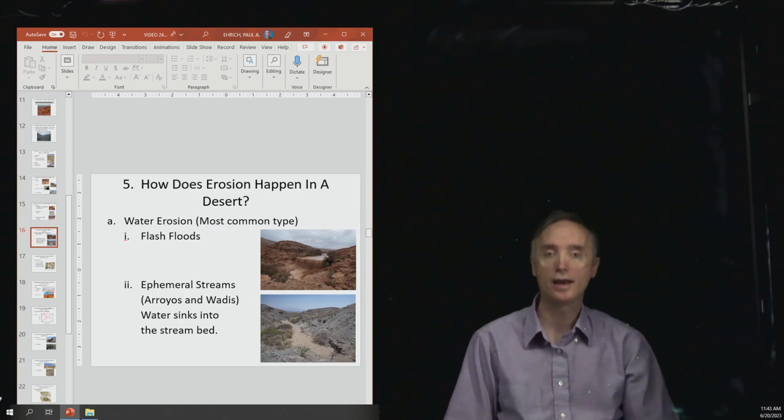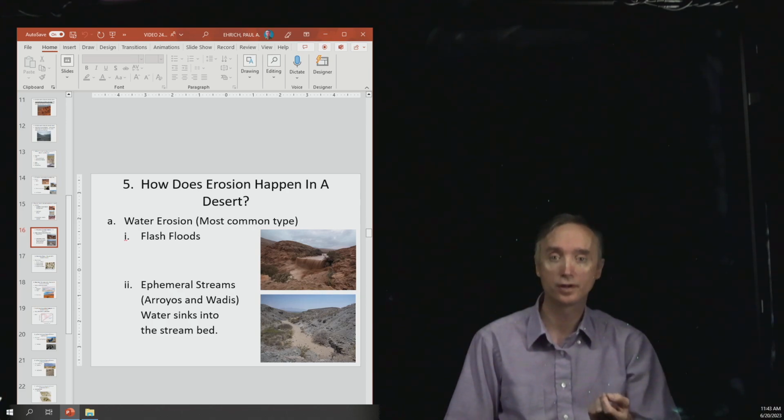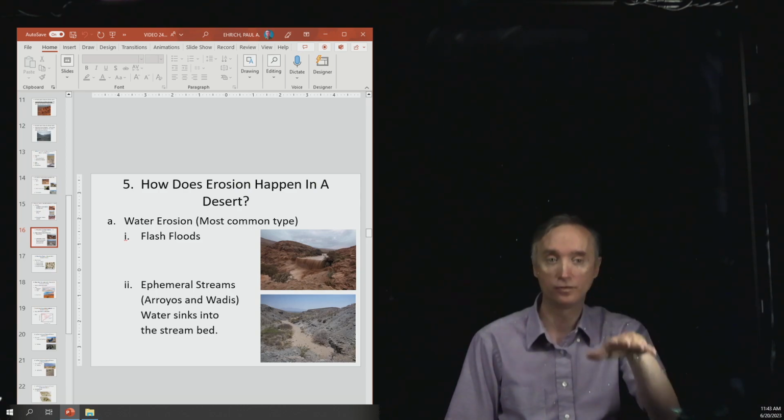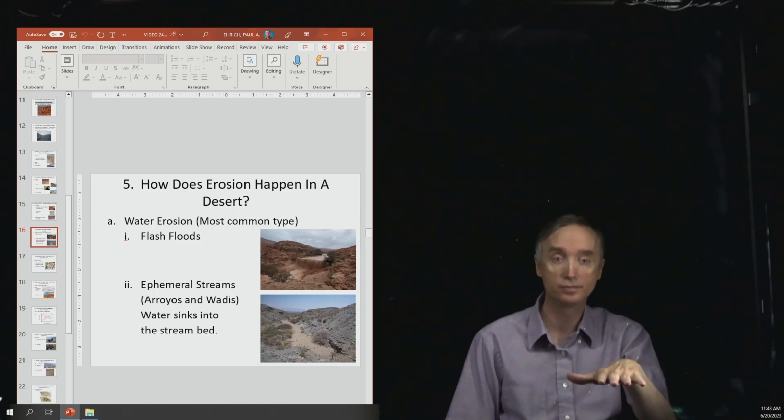Let's talk about how erosion happens in a desert. The primary method that erosion occurs in a desert is going to be due to water. And water can come in the form of a flash flood. So in a desert, it doesn't tend to rain a whole lot, but when it does rain, it really comes down. And so you have a lot of water on the floor of the desert at once.